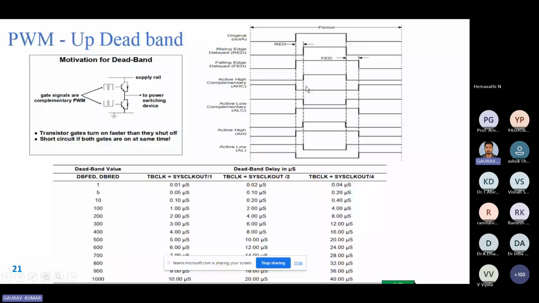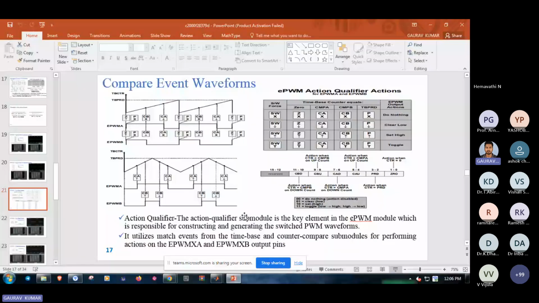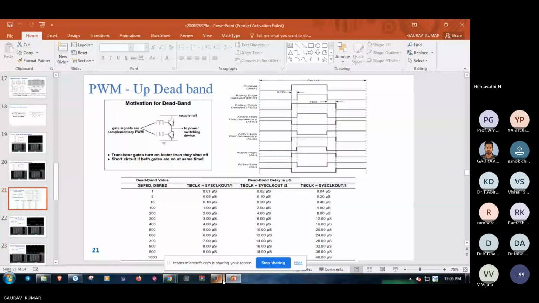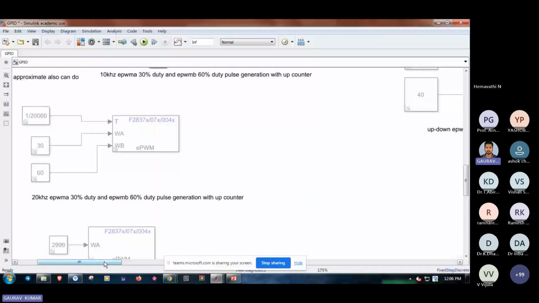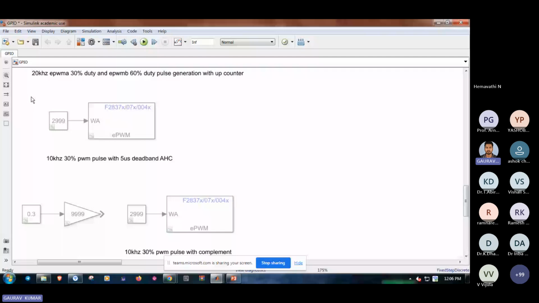Okay, so here we can go for the active high complementary. Here also both are 0. In active low complementary, you can see here both are 1, so we can't use active low complementary. The deadband is given. You see, this is how we keep the deadband, how we generate complementary with the deadband.